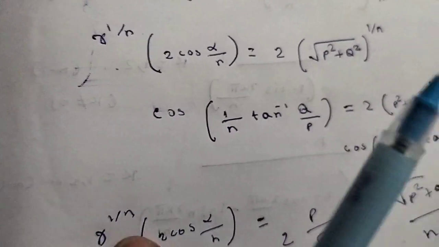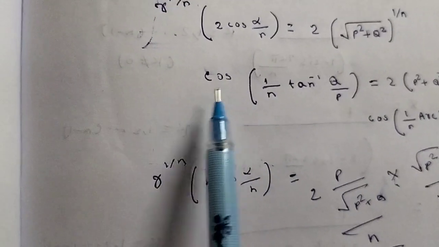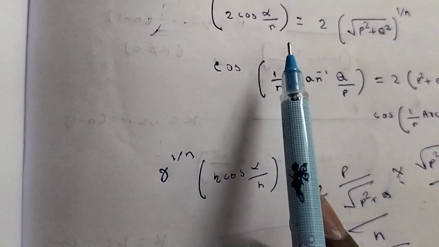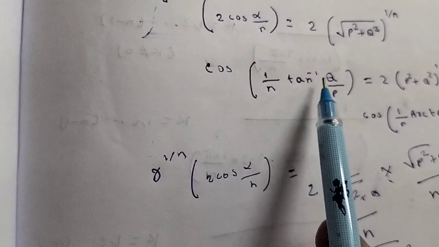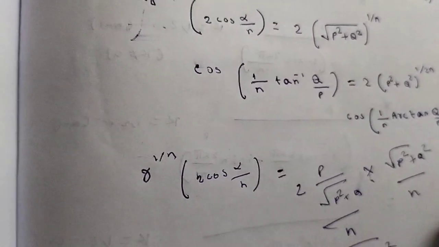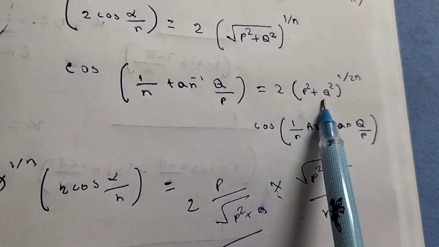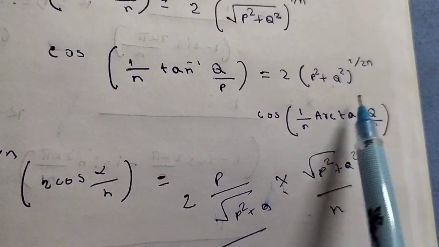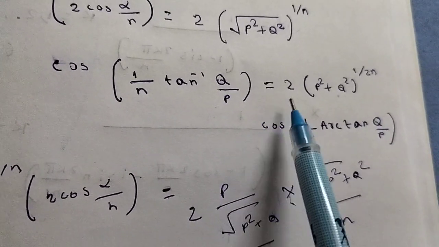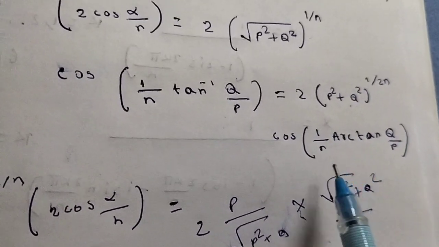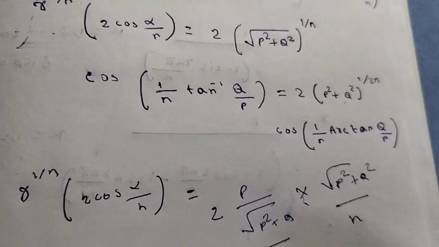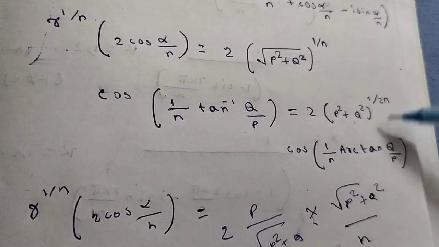Now what will happen here? We will get cos of (1/n) tan⁻¹(q/p), that is equal to 2(p² + q²)^(1/2n). So until here you got it, then you can write the remaining result that is given in the question. So this is the solution for this particular question.